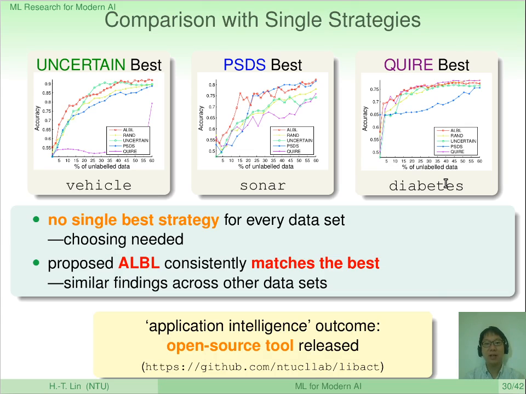Great, so now we hope to achieve some sort of application intelligence. We're helping the users choose the best strategy on the fly. And based on that, we designed an open source tool to promote our algorithms. That's called LibAct, an open source package.